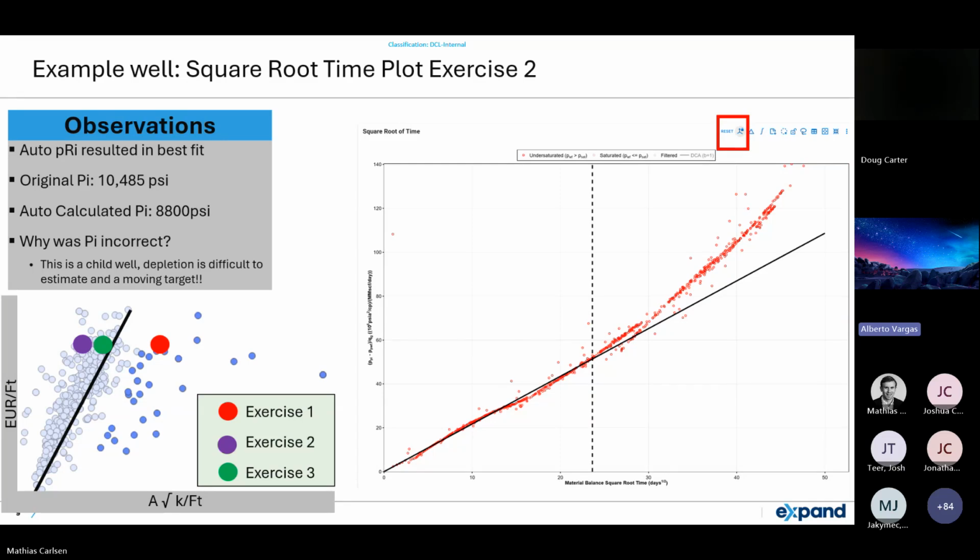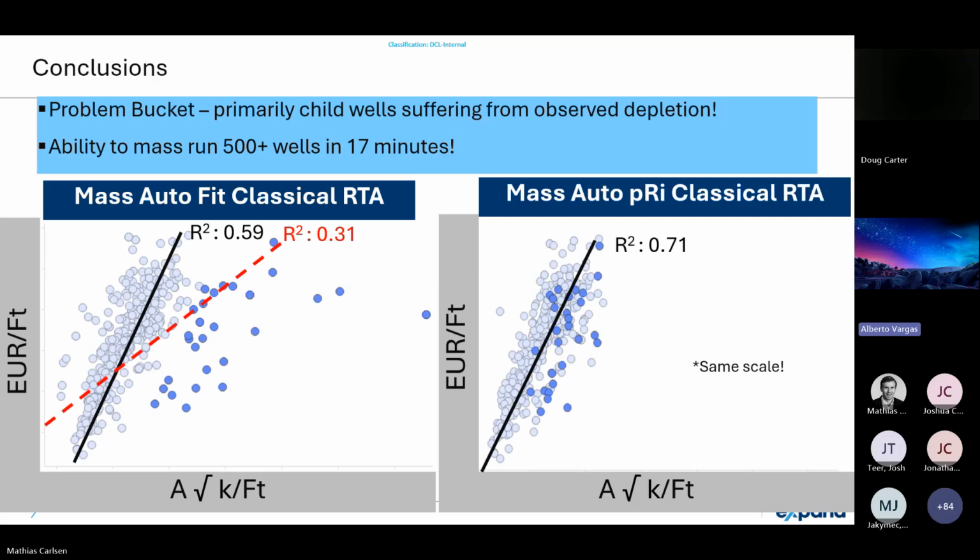And you might be thinking, wait a minute, you just told me you have high confidence in your pressure. Well, we do. At the same time, our pressure can be a moving target. This happens to be a child well and at depletion. So that makes sense. So after doing this exercise 3 in mass, how do we do?